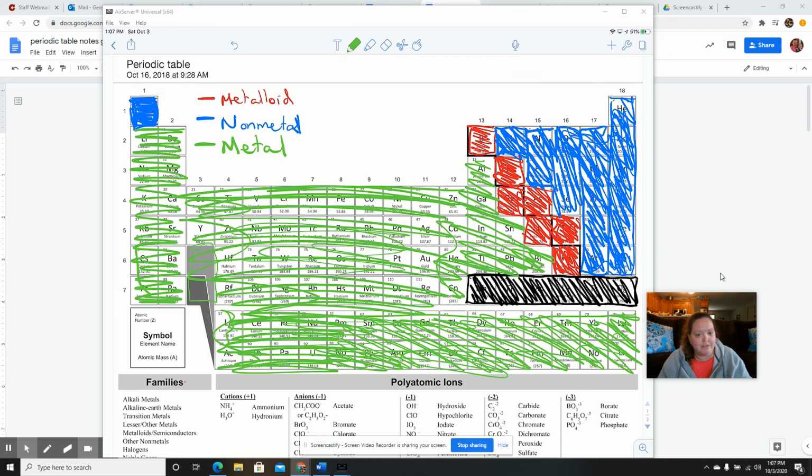And so the next video will get into what we actually call the individual families on the periodic table, because each individual family has a specific name to it. So we'll get into that in our next video.